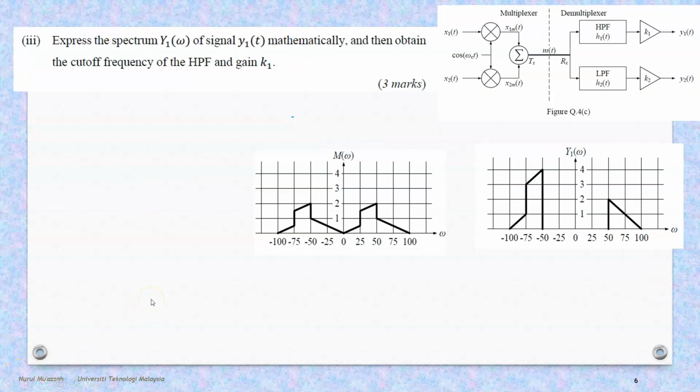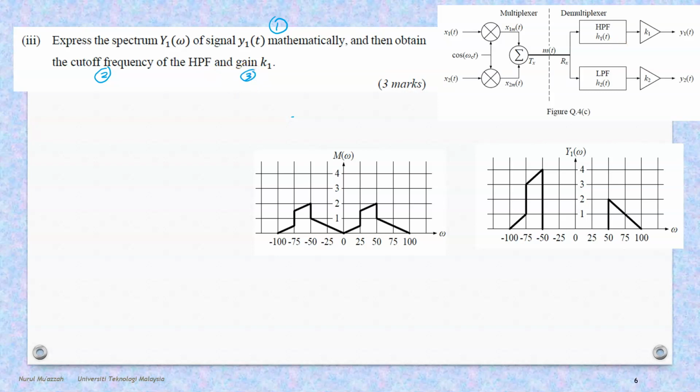Moving on to the next question, still in the same final year exam question. Express the spectrum Y1(ω) of signal y1(t) mathematically, and then obtain the cut-off frequency of the high pass filter and the gain K1. So we have 3 different questions here. The first is to express the spectrum Y1 mathematically. The second is to obtain the cut-off frequency of the high pass filter. The third is to obtain the gain K1.